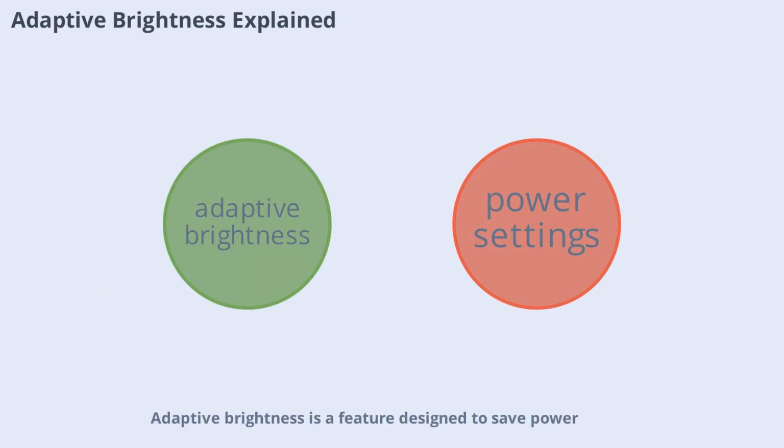Adaptive brightness is a feature designed to save power by automatically adjusting your screen's brightness based on ambient light. While useful, it can sometimes cause flickering or unwanted changes in brightness. Disabling adaptive brightness in your settings can help maintain a consistent and stable display.